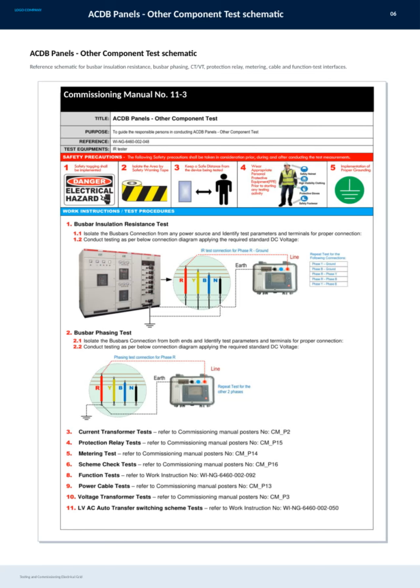Here we have the ACDB panel's other component test schematic, which serves as a crucial reference during the testing and commissioning of the electrical grid. This schematic covers key areas such as busbar insulation resistance and busbar phasing, ensuring that our primary conductors are properly isolated and phased. It also includes tests for current transformers and voltage transformers, protection relays, metering devices, as well as cable and function test interfaces. All these tests are essential to certify the proper operation and safety of the ACDB panels before they go live. This information is detailed in the commissioning manual number 11-3, which guides us through each step meticulously.